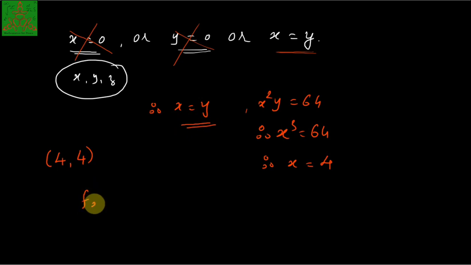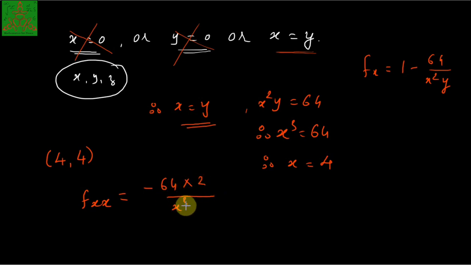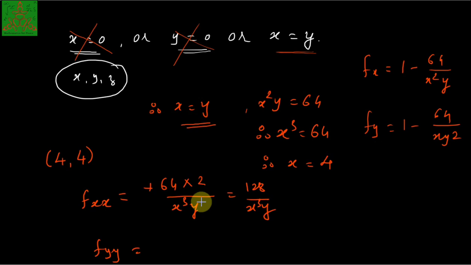Now we need to calculate fxx. We have already calculated fx, which is 1 minus 64 upon x square y. So fxx is minus 64 into 2 upon x cube y, and minus minus becomes plus, so it is 128 upon x cube y. What is fyy? We have fy as 1 minus 64 upon x y square, so fyy is 128 upon x y cube. And fxy is 64 upon x square y square.